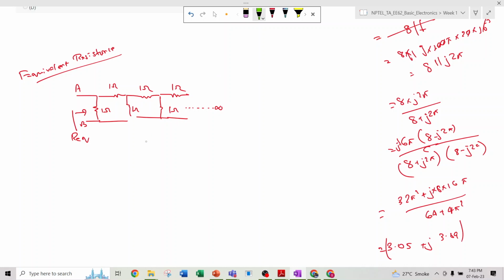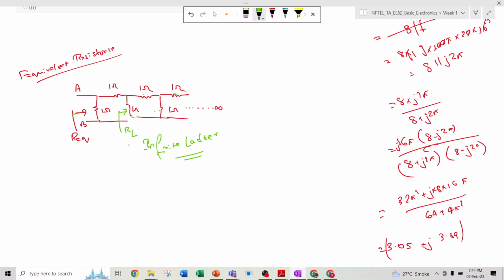This type of problem is known as infinite ladder. That means it is infinite times 1 ohm resistance. This sequence is followed infinite times, and you have to find out that equivalent resistance. What will be the equivalent resistance that can be seen from this side, A and B? See one thing, this sequence, 1 ohm, this 1 ohm, is just repeating each and every time.